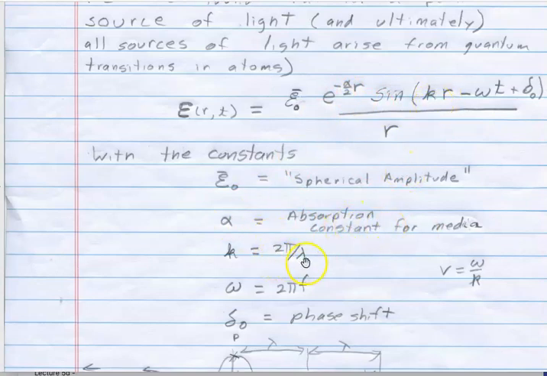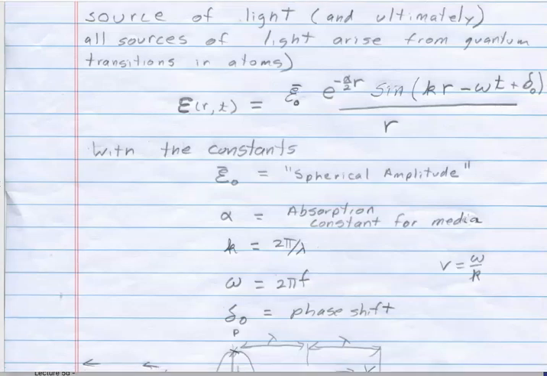K is the usual wave number. Omega is the angular frequency. F is the regular frequency. We'll also use the auxiliary formula that the velocity of the wave is equal to omega over k, so we can get that from here. And then delta naught is a phase shift if needed. And again, as I've said, I could easily have used a cosine function here. They're sort of interchangeable in these harmonic waves.